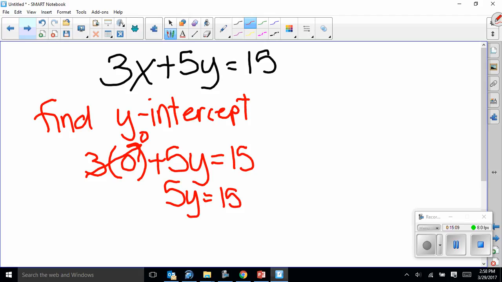Can we solve for y? How do we separate the 5 from the y? Divide by 5. That gives us 3. y equals 3. So our y-intercept is 3.